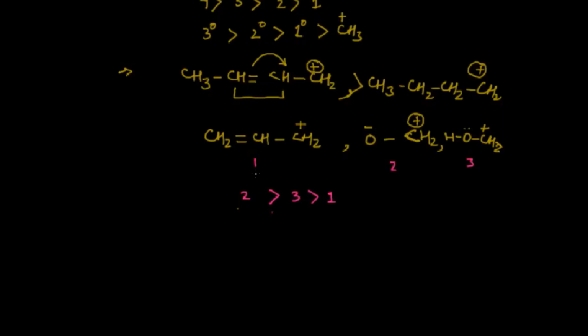So these are some of the examples which can explain the stability order of carbocations and their structure.